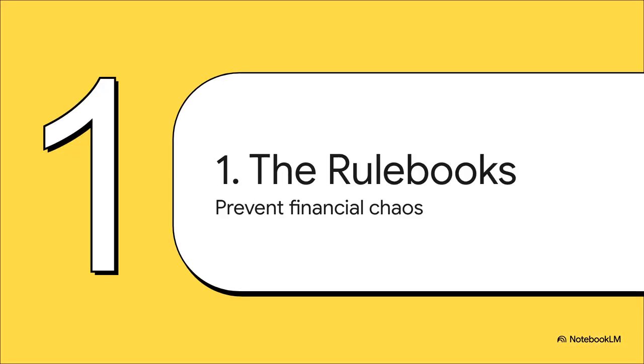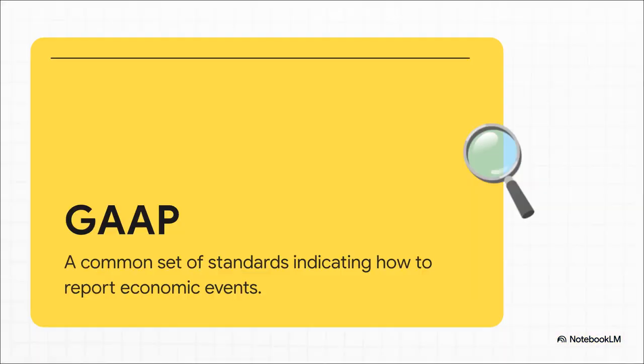Section 1. The rulebooks, frameworks preventing financial chaos. Imagine a world where every single company just made up their own rules for reporting profits. It would be absolute financial chaos, right? You wouldn't be able to trust anything. Well, these frameworks are literally the only thing standing between orderly financial markets and utter confusion.